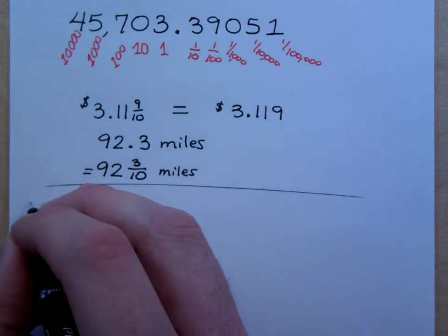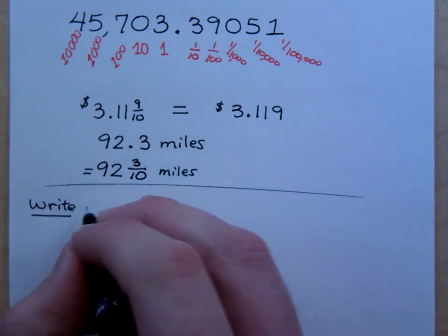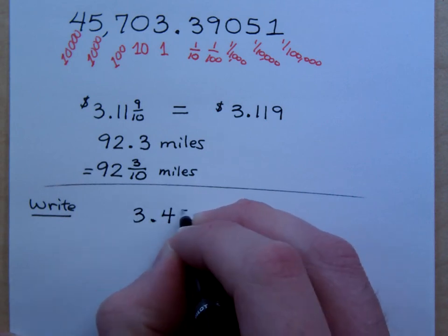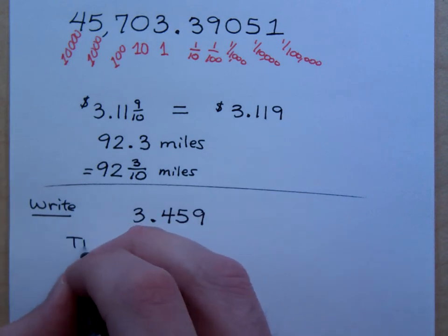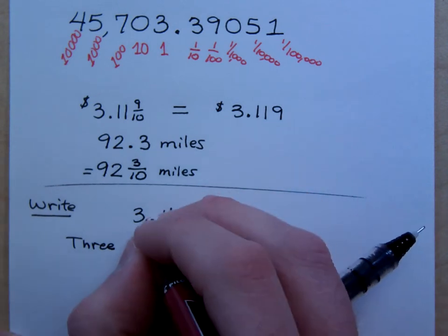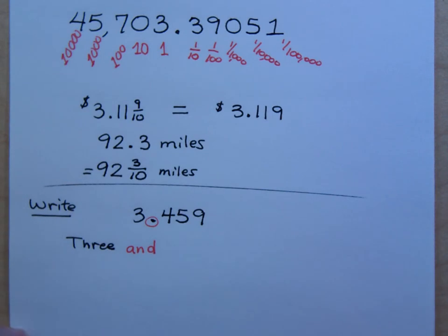If I were to ask you to write the following number using words, you would probably read this and say 3.459, because we're kind of lazy, right? If you were going to read this and write it the correct way, you would say 3. When you have the decimal, this decimal is when you use the word "and." So 3 and. Now here's the easy part.